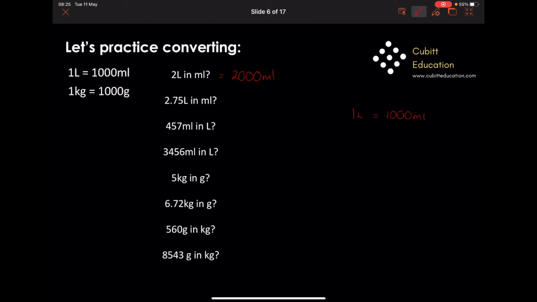Okay. Remember, we do our arrows. We have times and divide. Times at the top. Remember that arrows must go in a clockwise direction.